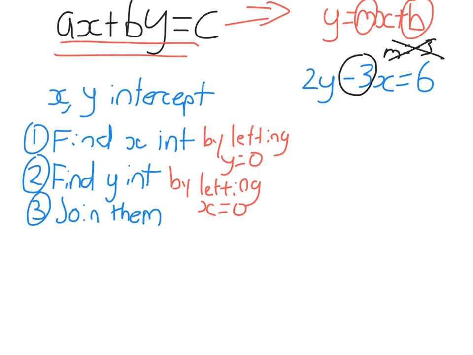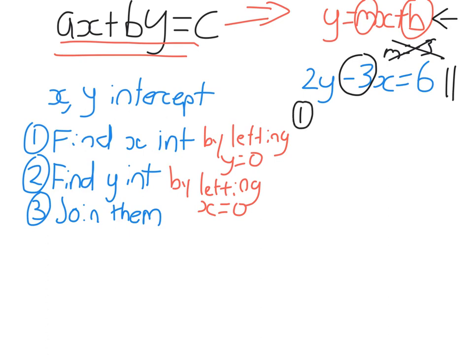The gradient is the number in front of x only when it is in the form y equals mx plus b. This equation is not in that form, so we can't tell from this what the gradient and y-intercept are. That's why we're using this method. So I'm going to follow these steps.